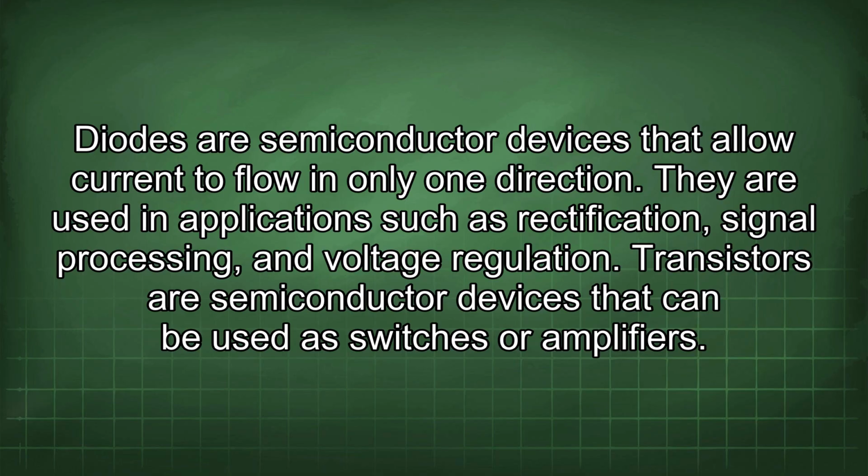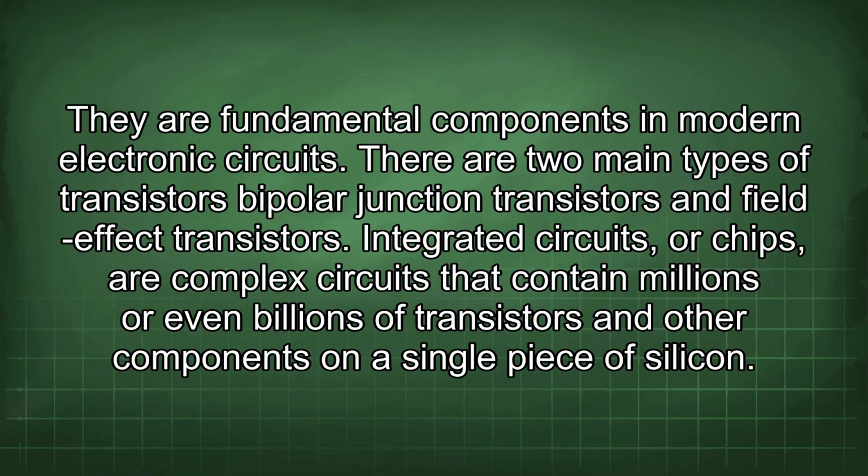Diodes are semiconductor devices that allow current to flow in only one direction. They are used in applications such as rectification, signal processing, and voltage regulation. Transistors are semiconductor devices that can be used as switches or amplifiers. They are fundamental components in modern electronic circuits. There are two main types of transistors: bipolar junction transistors and field effect transistors.